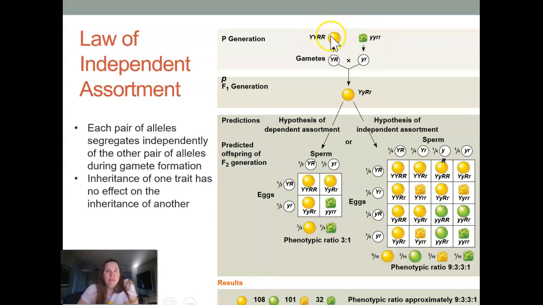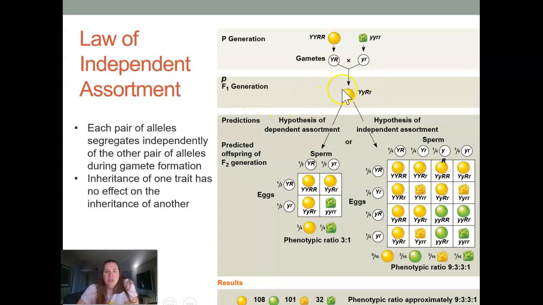And so you can see that one of our parent generations is going to be true breeding for the dominant traits, yellow and smooth, whereas the other parental generation is going to be true breeding homozygous recessive for both of these traits. So this parent is going to be green and wrinkled. So we know that the only gametes that this parent can contribute are the dominant alleles, the capital Y and capital R. Whereas the parent that has the recessive traits can only contribute those recessive alleles, the lowercase y and lowercase r.